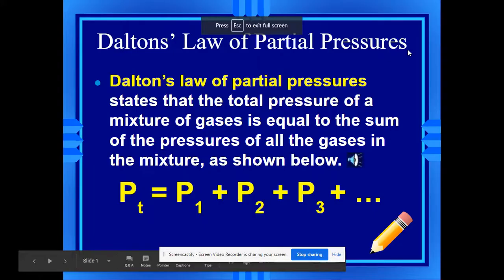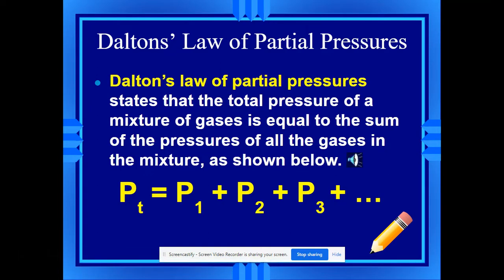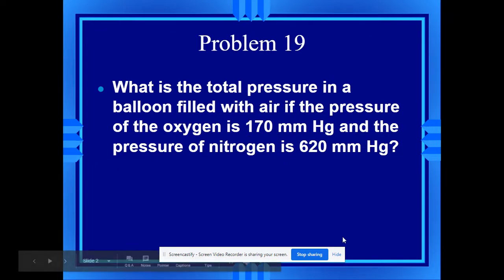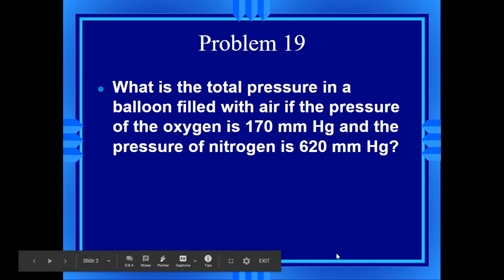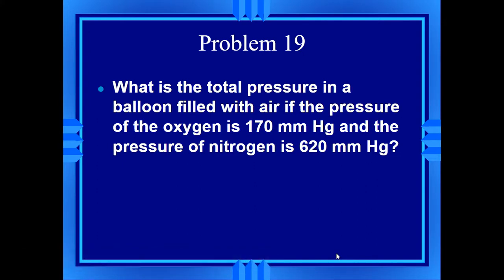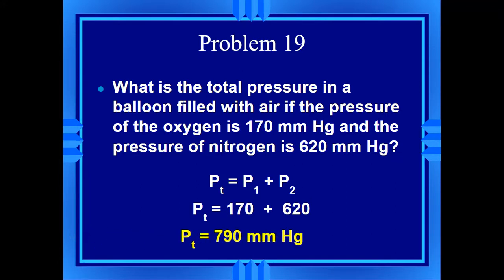All right, so we're talking about partial pressures. With Dalton's law of partial pressures, essentially all it's saying is that the total pressure of a system is equal to the sum of all the pressures in that system. So what is the total pressure in a balloon filled with air, if the pressure of oxygen is 170 millimeters of mercury and the pressure of nitrogen is 620 millimeters of mercury? That total pressure is just going to be the pressure of oxygen plus the pressure of nitrogen. So we have 170 plus 620, and that's going to give us 790 millimeters of mercury.